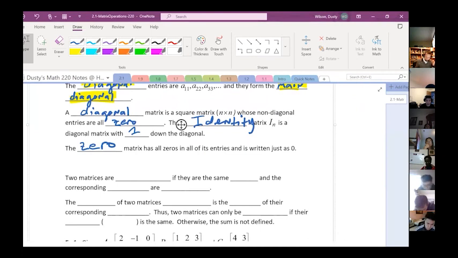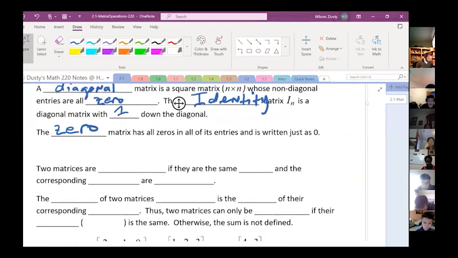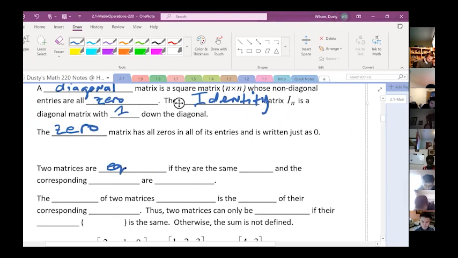Cleverly enough, we will say that 2 matrices are equal if they are the same size, that is, have the same number of rows and columns, and the corresponding entries are equal.